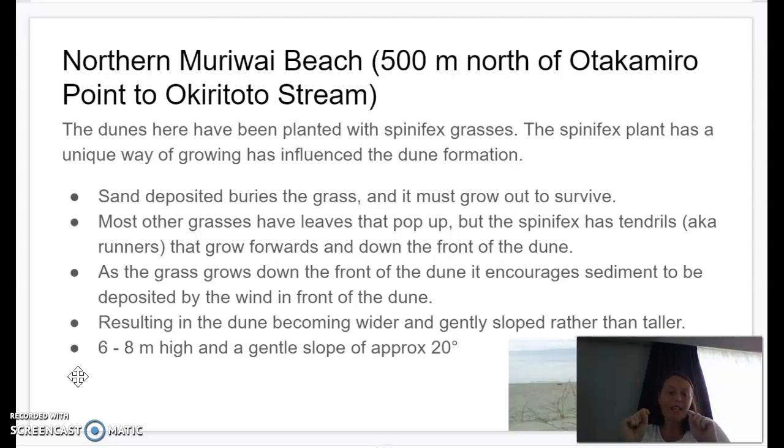The difference here is with spinifex, it doesn't put up more leaves to grow towards the light once it's been buried. It actually puts out more runners. And what happens is that once those runners come out, or tendrils is the actual correct term, it grows down towards the beach or up towards the back of the sand dunes. And so it makes a nice gently sloping sand dune because the tendrils and the runners are shaping the beach as it moves towards the sandy beach, the sand dunes, or towards the back dunes.